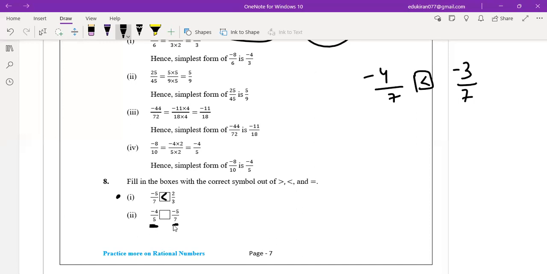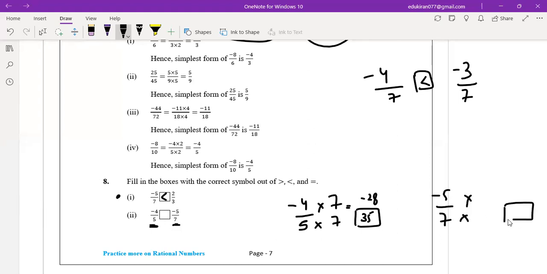First of all, you need to make the denominator the same. So 5 sevens are 35. So -4/5, multiply, and here you will write 35. Now, by which number should you multiply so that it becomes 35? 7. Here also 7. So what will you get here? 28, minus 28. Okay. And over here, -5/7, multiply, 35. So 7 should be multiplied with 5. So you got -25.